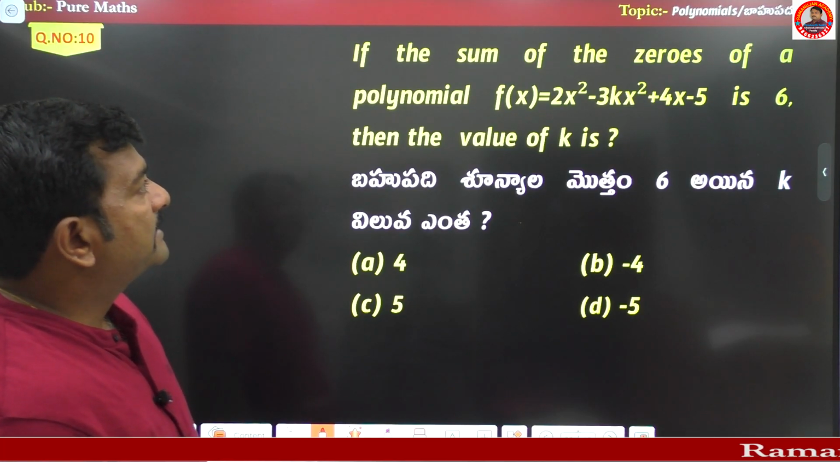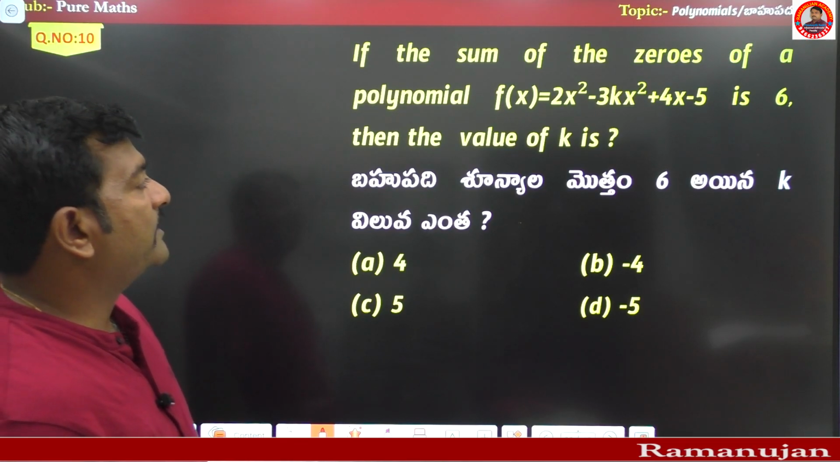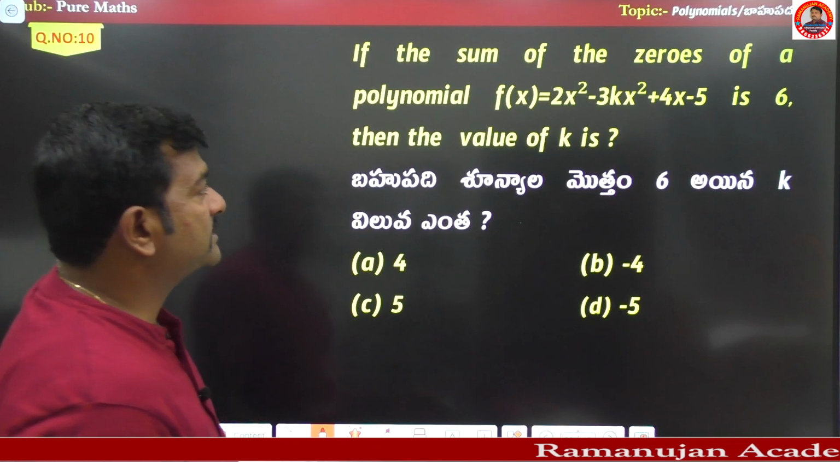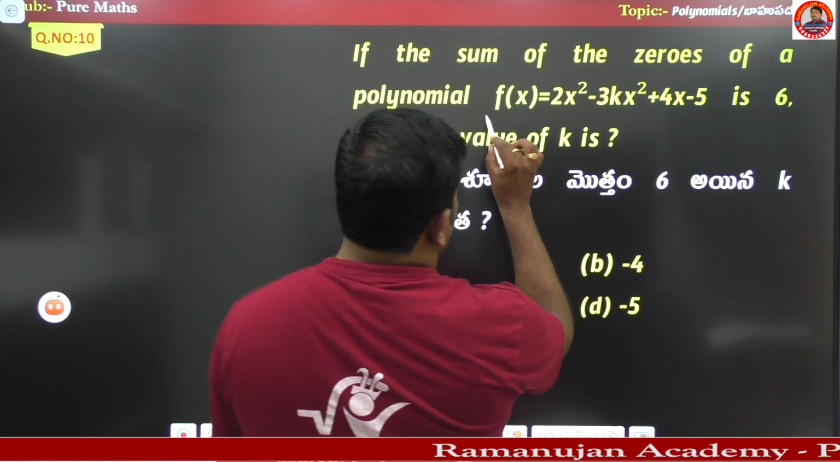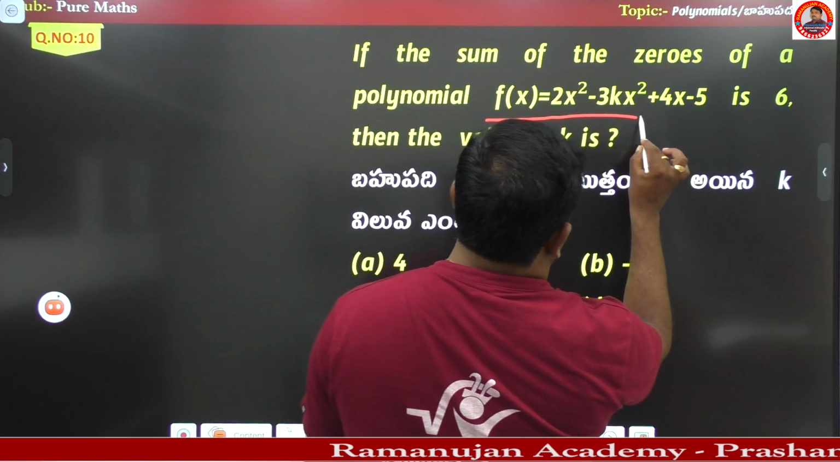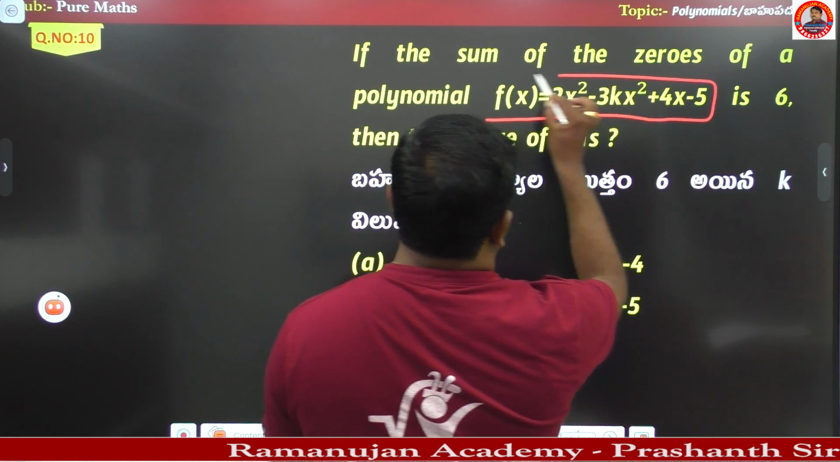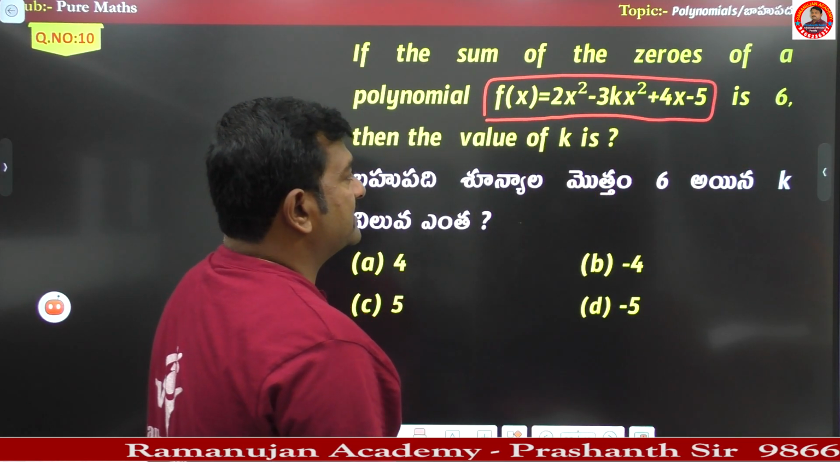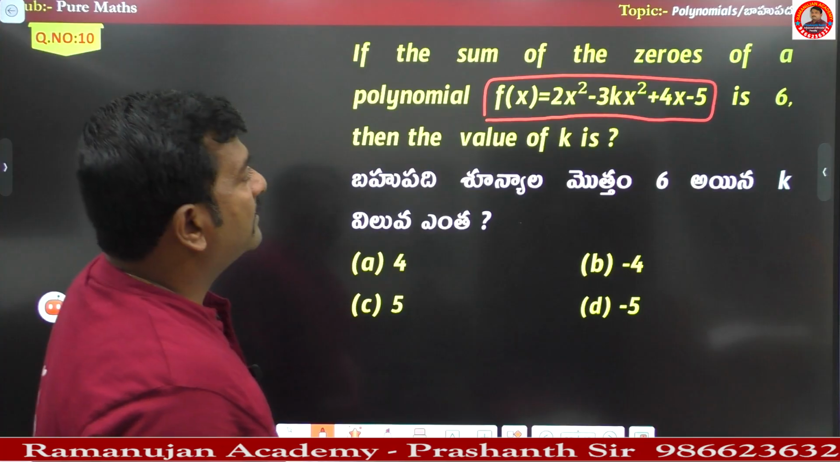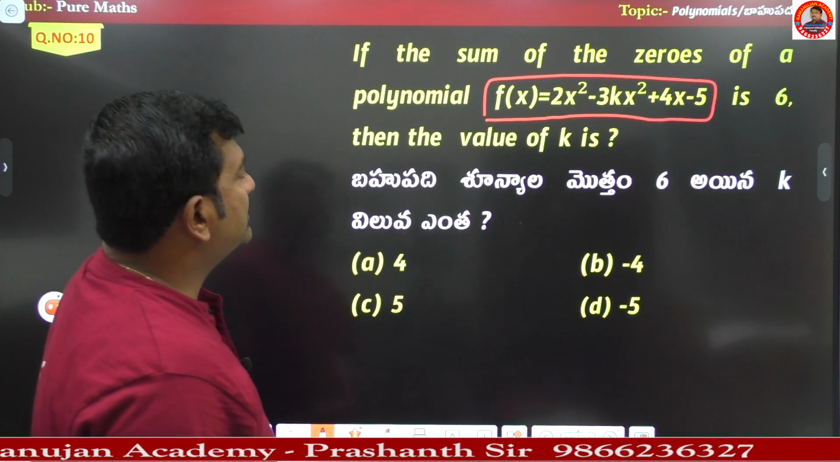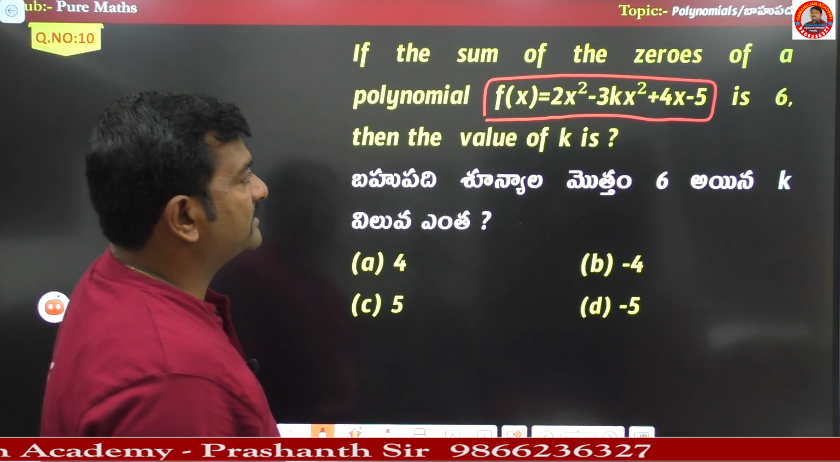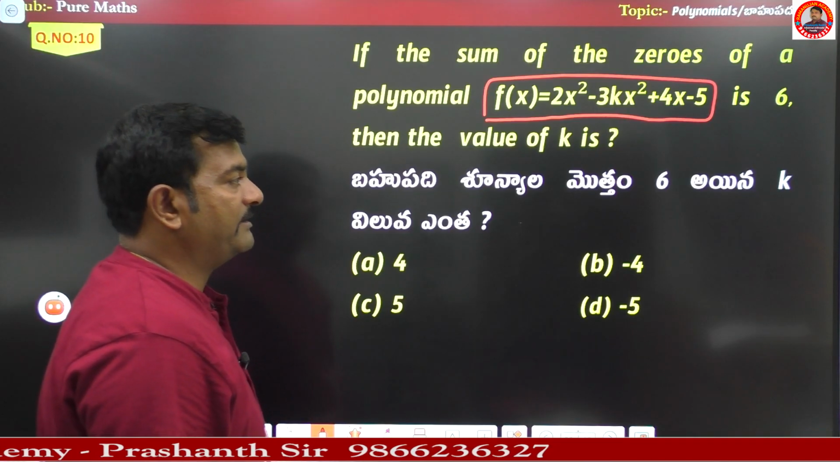If the sum of the zeros of a polynomial f of x equal to 2x square minus 3x square plus 4x minus 5 is 6. Sum of the zeros of the polynomial is how much here? 6. Then the value of k is, he asked to find what value? K value.